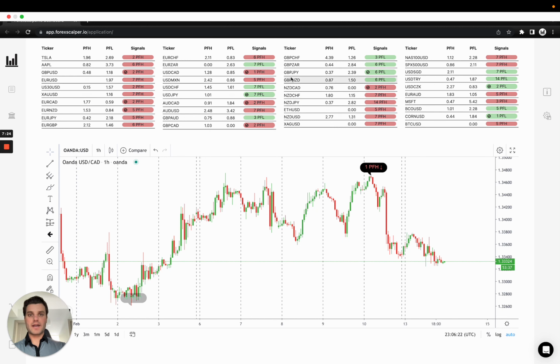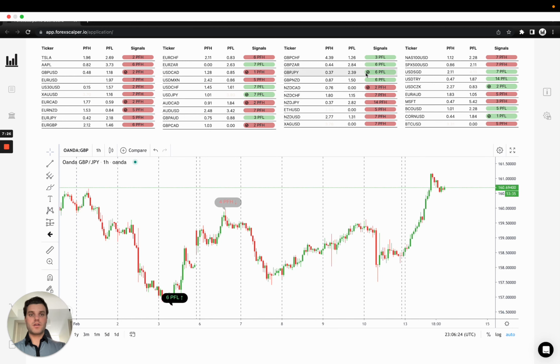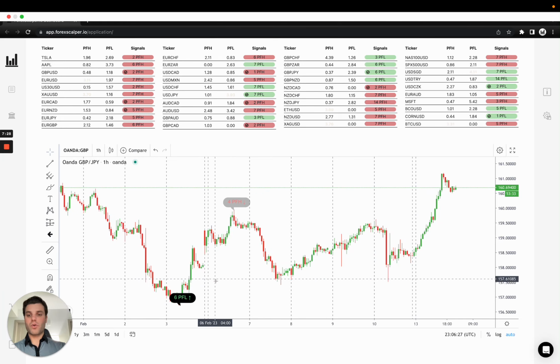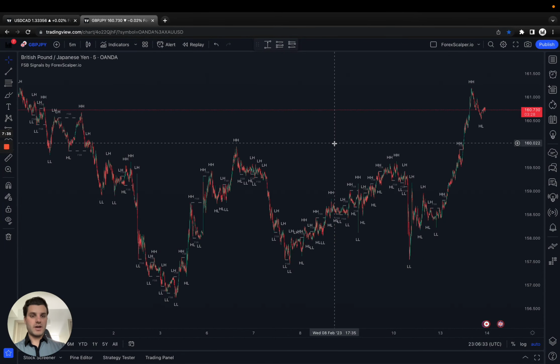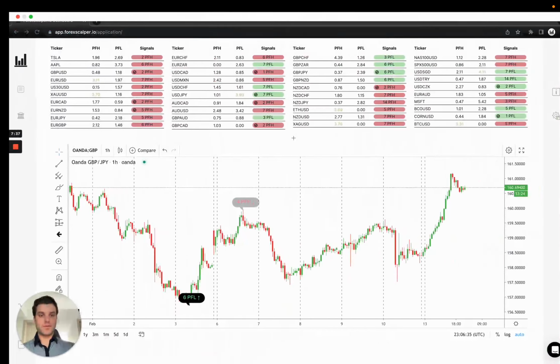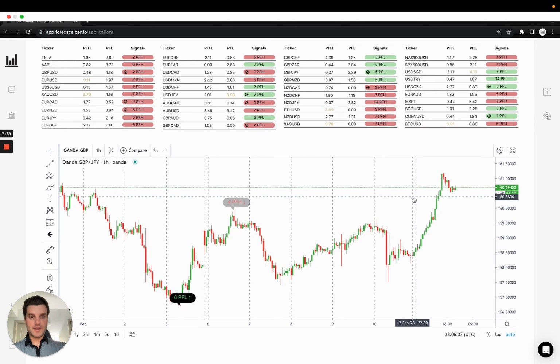Let's take a look at pound Japanese yen. So here, of course, we're only taking long trades because it's bullish. With that being said, let's open up TradingView and go to pound Japanese yen. If we come here at the day separator, right at the beginning of the day yesterday, when the market opened at 5 p.m. EST, because each of these signals will change. They only change once per day.